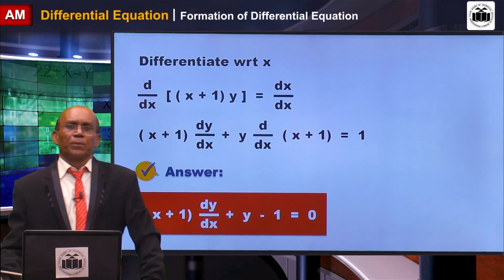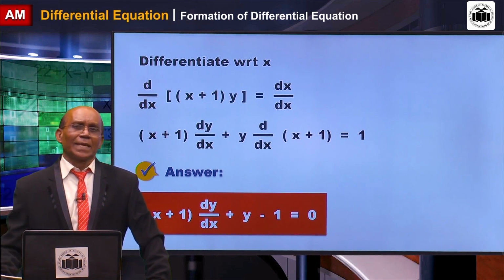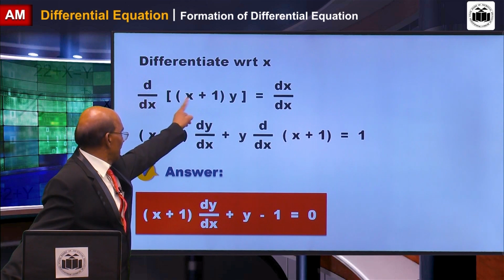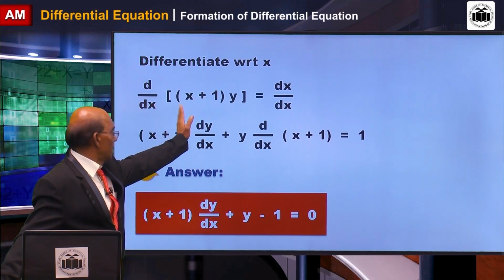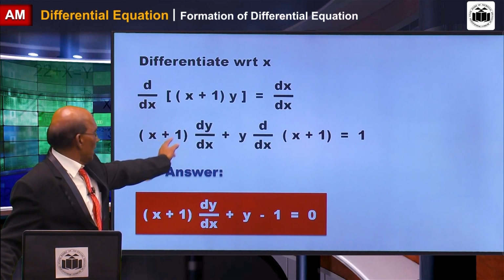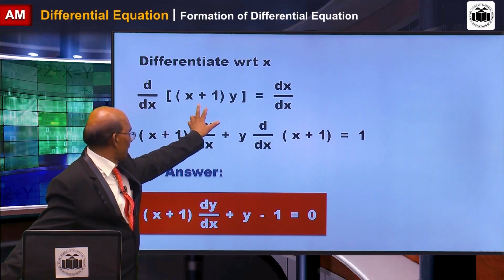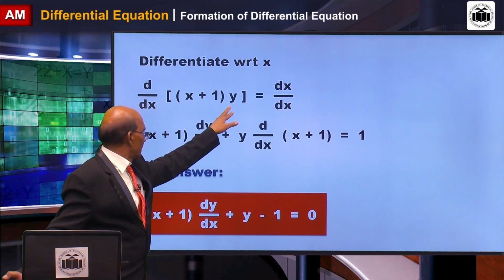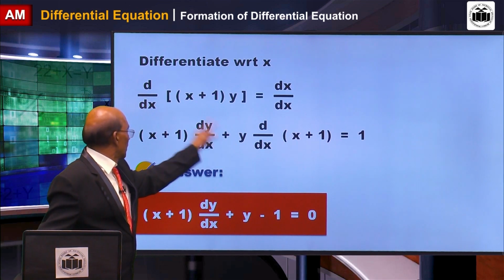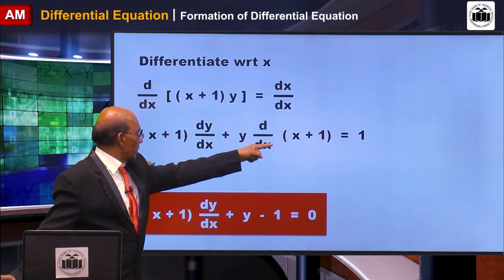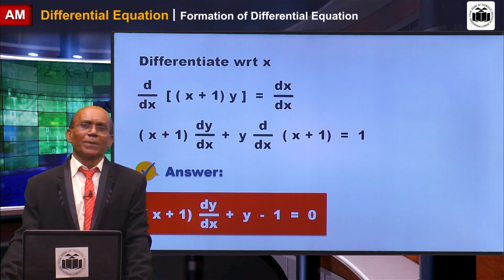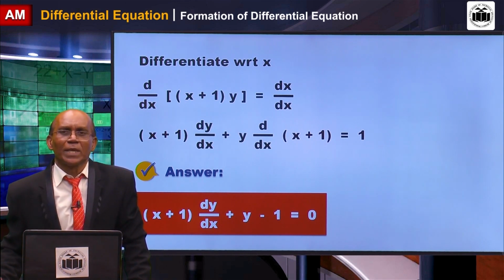Then d by dx of (x plus 1) into y. We differentiate this with respect to x on the left hand side, and the right hand side is only d by dx of x. So we can say (x plus 1) into dy by dx. This is a product rule we can apply here. This is the first function, this one is the second function, and hence we can write first function (x plus 1) dy by dx plus y into d by dx of (x plus 1), that equals 1. So the answer is (x plus 1) dy by dx plus y minus 1 equals 0.